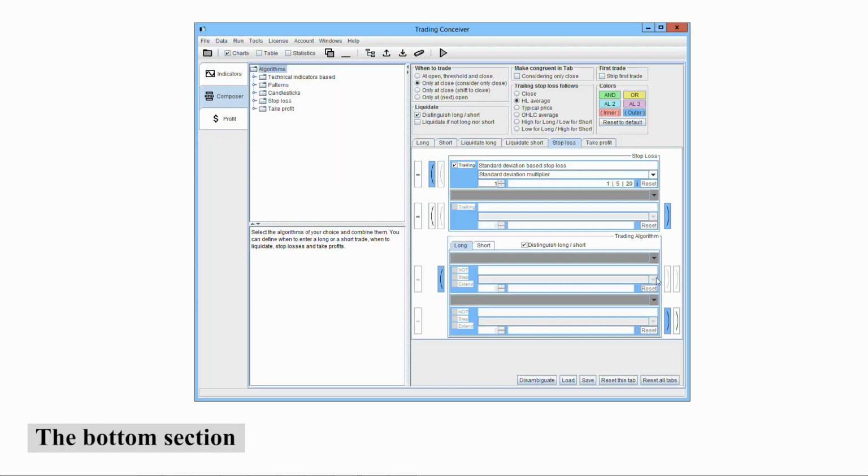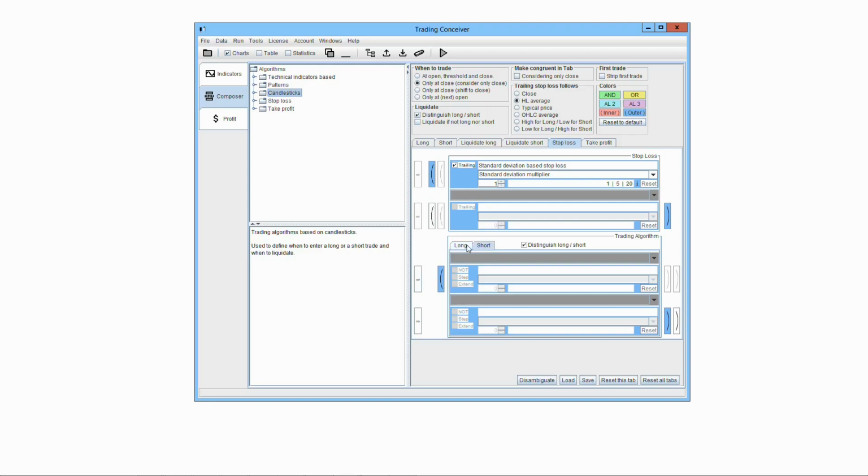The bottom section is dedicated to the standard elementary trading algorithms, the ones found in the following branches of the tree: technical indicators based, patterns, candlesticks. This has been designed so that stop-loss algorithms can be affected by some other conditions. The section is further divided into two subtabs: long, short.